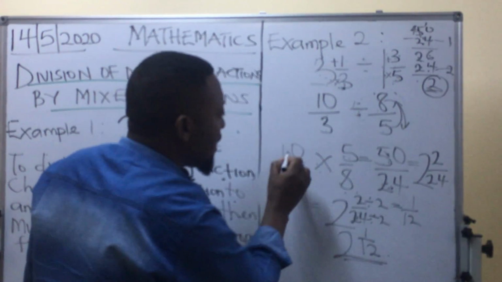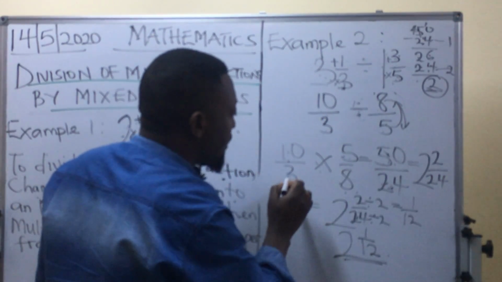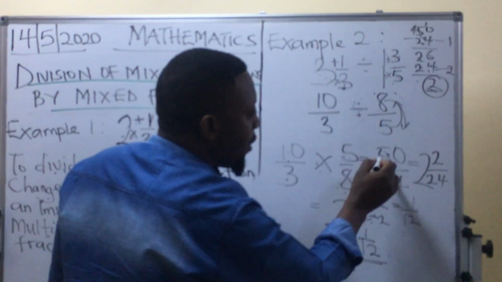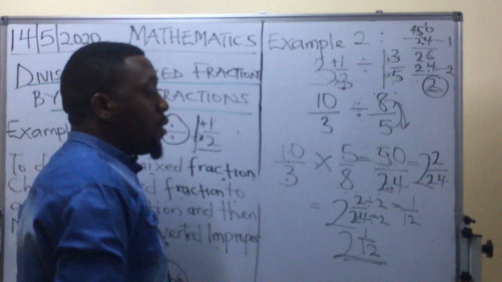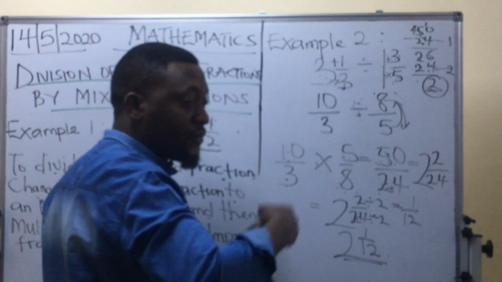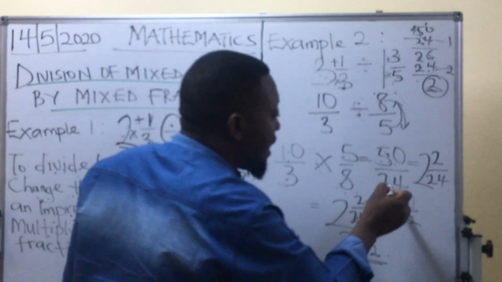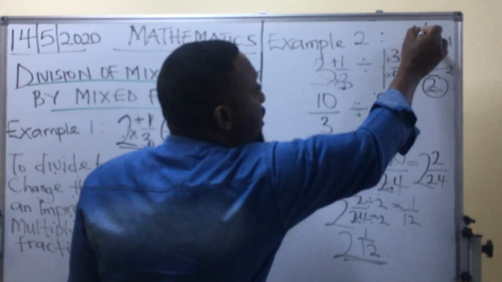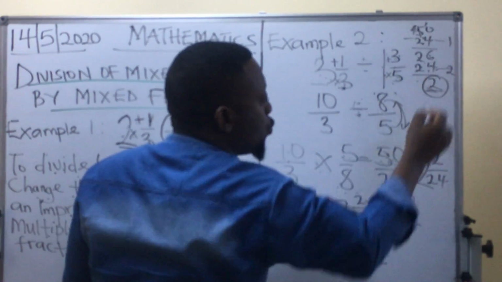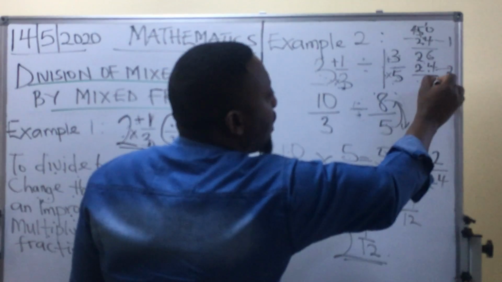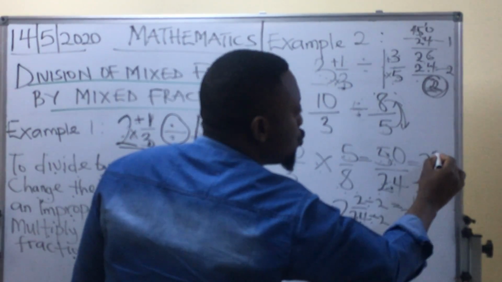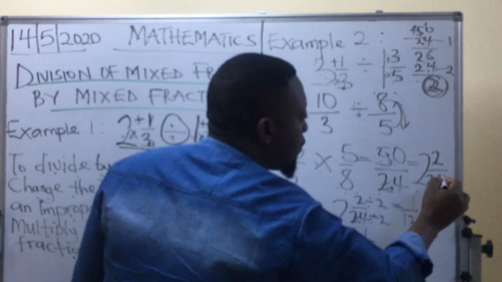You proceed by saying 10 times 5, 50. 3 times 8, 24. Now we have 50 over 24. This is also an improper fraction, which you have to convert to a mixed fraction. I say, how many of 24 are you going to see, which I did here? 1, 2. You are going to see 2. Then the remainder is going to remain 2. So 2 over this 24.